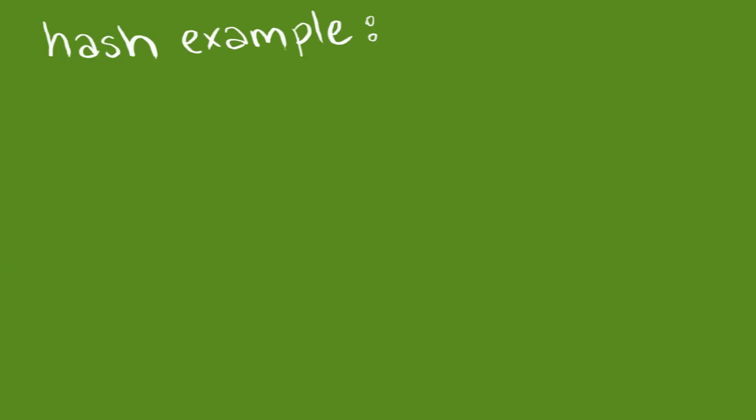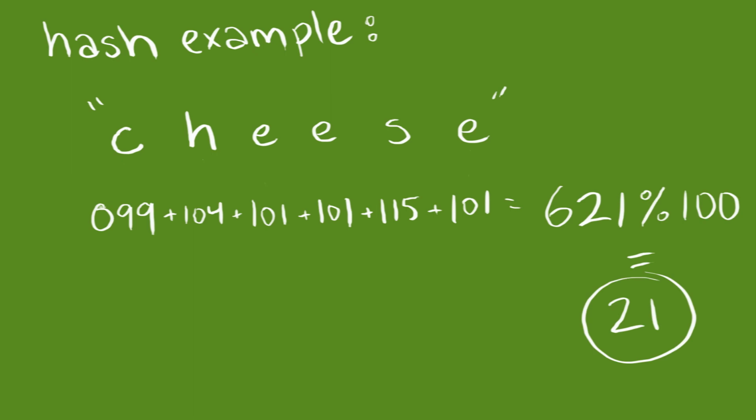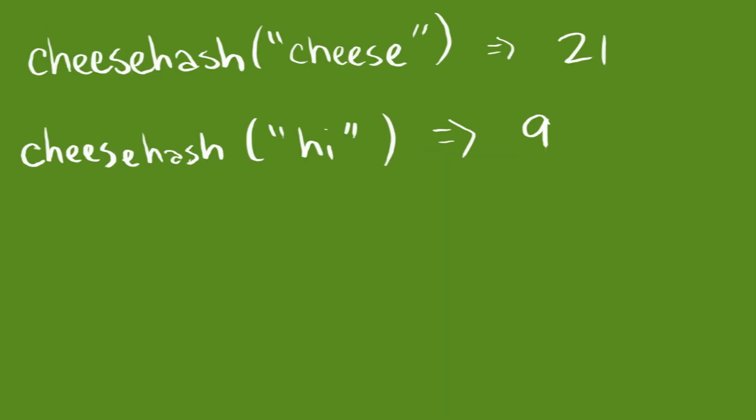As an example of a simple hash function, let's take a string, convert every character of the string to a number, add them all together, and mod the result by 100. This is about as simple as a hash function can possibly get. Let's call it the cheese hash. No matter what string you put in, you are going to get a result from 0 to 99.